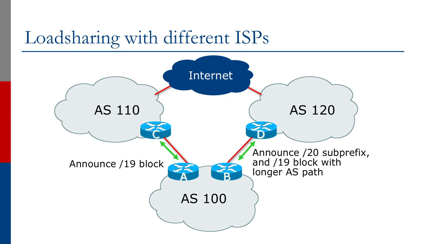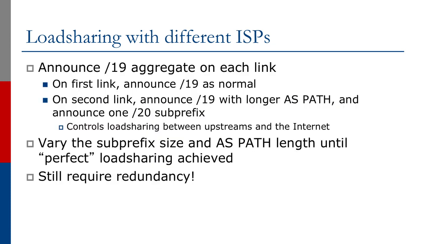What we're going to do now is apply some traffic engineering to the link between AS100 and AS120. We're going to take the /19 and pull out one /20 sub-prefix and announce that /20 on the link towards AS120. Again, it means all traffic for that sub-prefix will come in through AS120. We're also going to announce the /19 aggregate towards AS120 with a longer AS path.